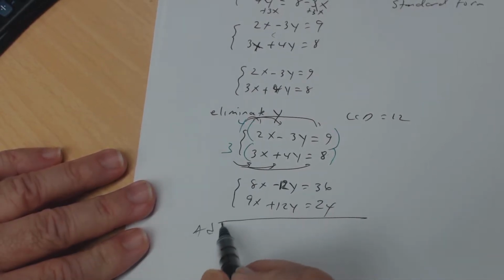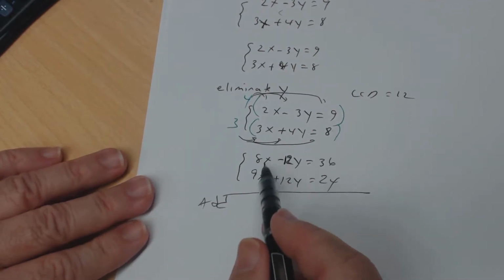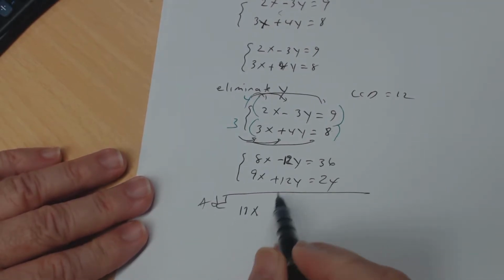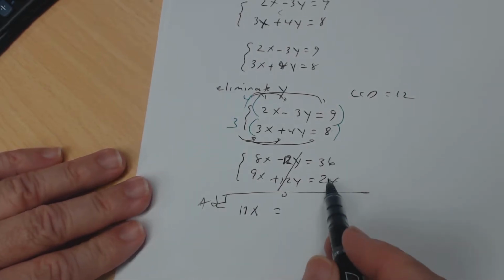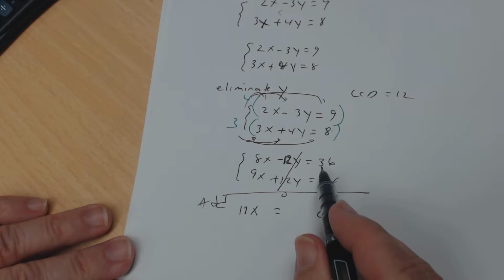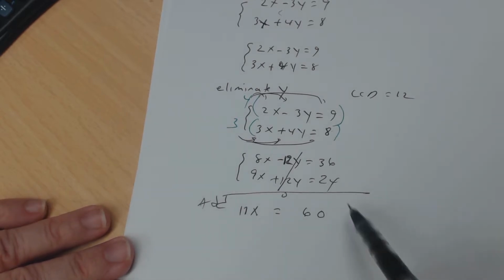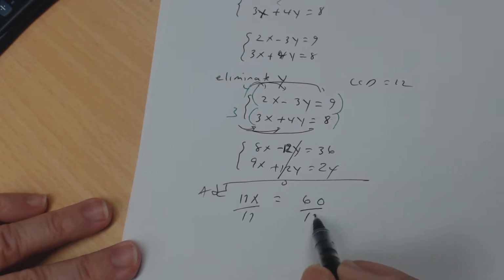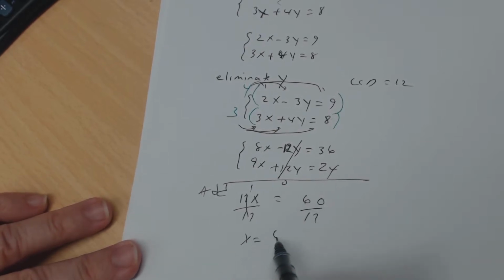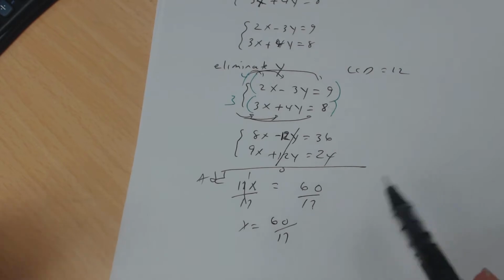Okay, now I can add these. When I add them, 9x and 8x is 17x. The y's add up to be 0. Equal, 36 plus 24 is 60. Okay, 60. Now, dividing both sides by 17, I get x to be 60 divided by 17.